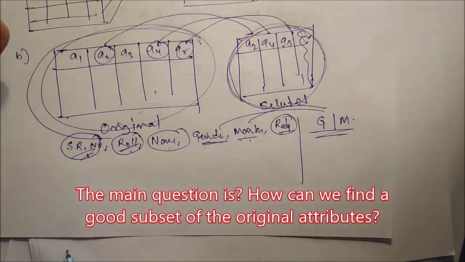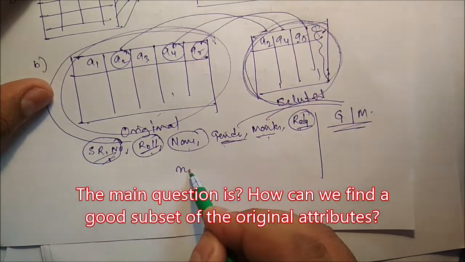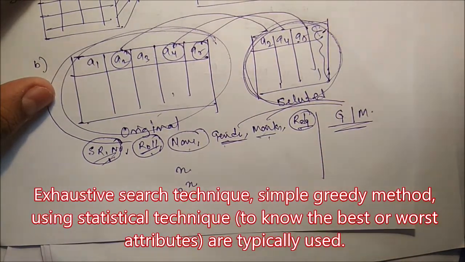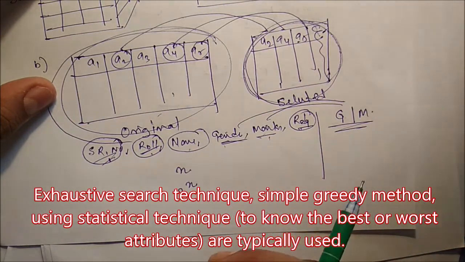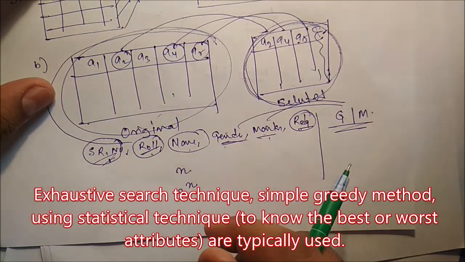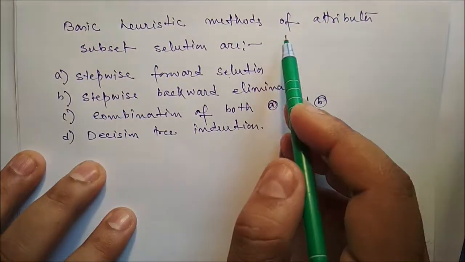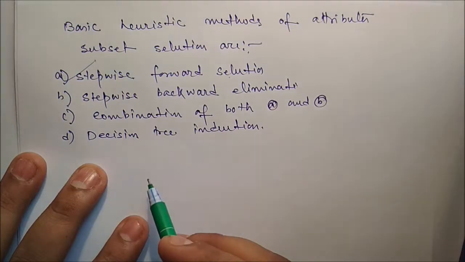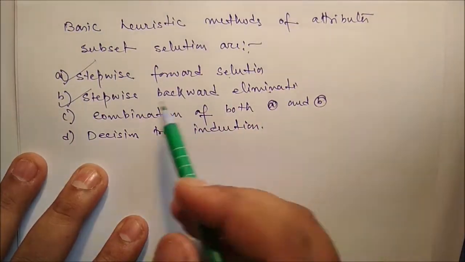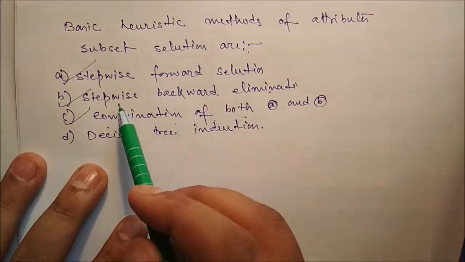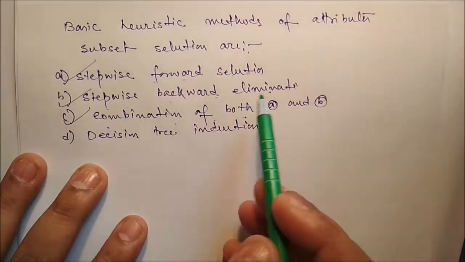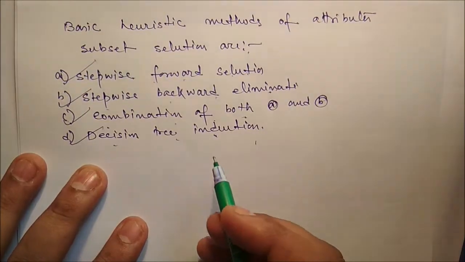Suppose a total of n attributes are there. So a total of 2 to the power n possible subsets are there. What we can do is apply exhaustive search. Exhaustive search means identifying each and every combination, or we may apply a simple greedy method, or a statistical technique to identify the best or worst attribute. The basic heuristic methods of attribute subset selection are stepwise forward selection, stepwise backward elimination, a combination of both stepwise forward selection and stepwise backward elimination, and third, decision tree induction.